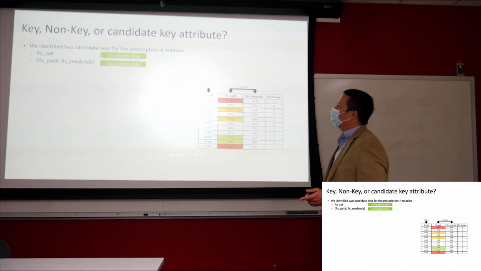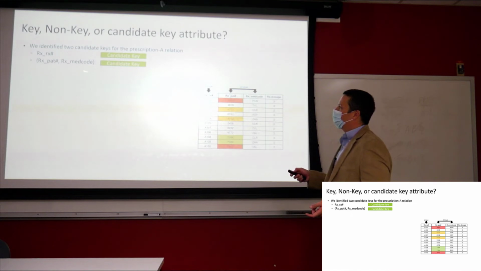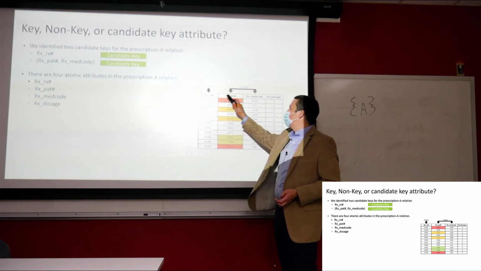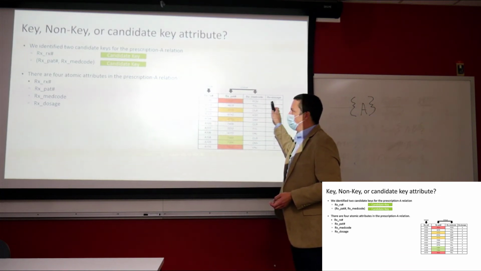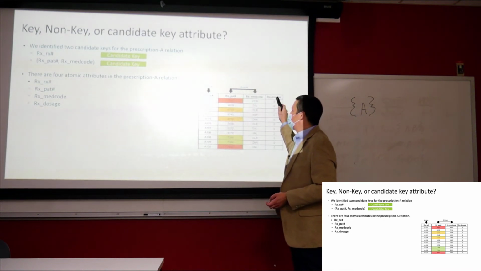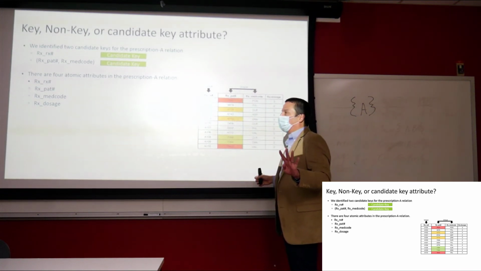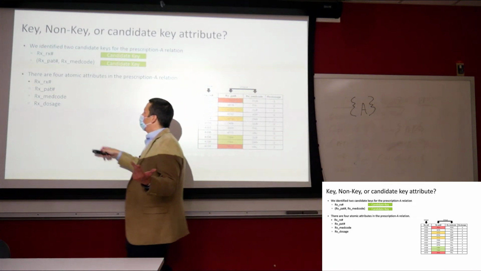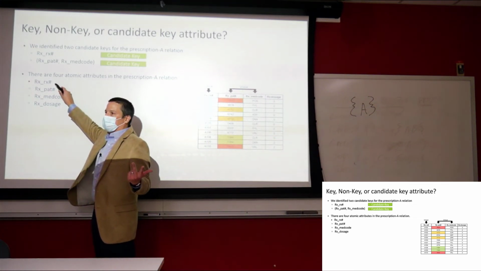So we have these two candidate keys: prescription number, and then the composite candidate key of patient number and med code. We have four atomic attributes in this relation: prescription number, patient number, med code, and dosage. And each one of these four attributes is going to be one and only one of these three things: a key attribute, a non-key attribute, or a candidate key. So of those three things, what is prescription number?